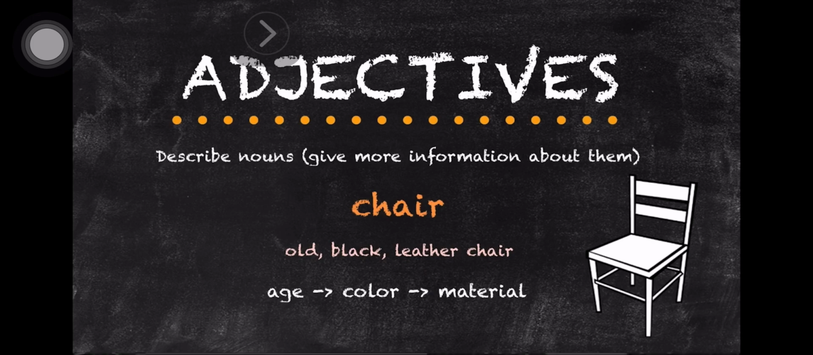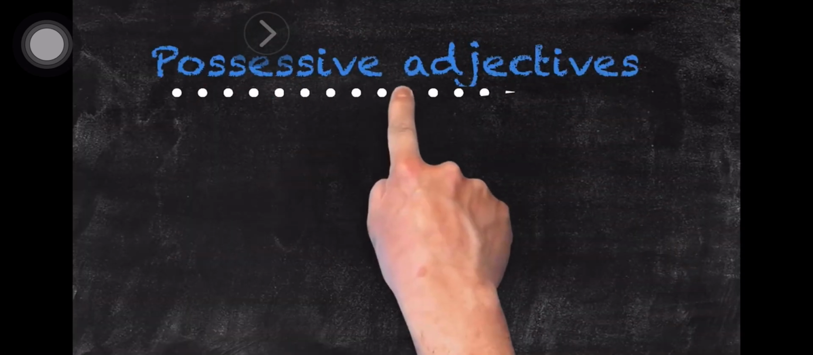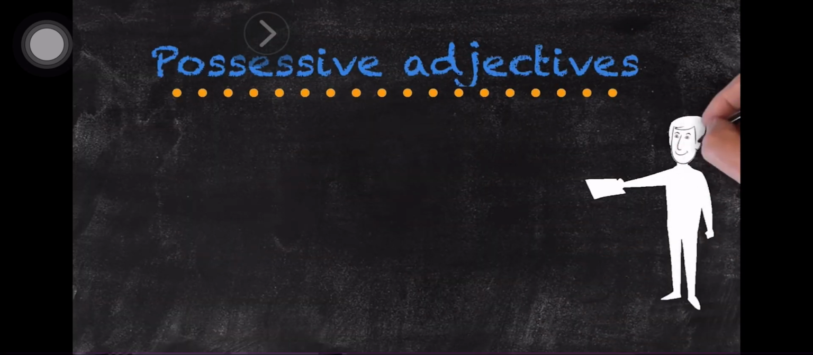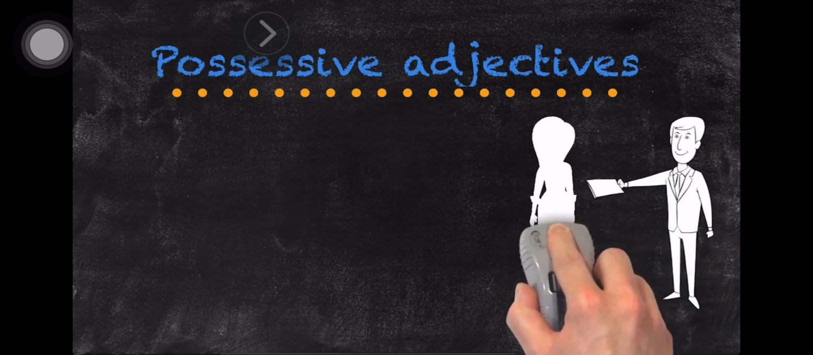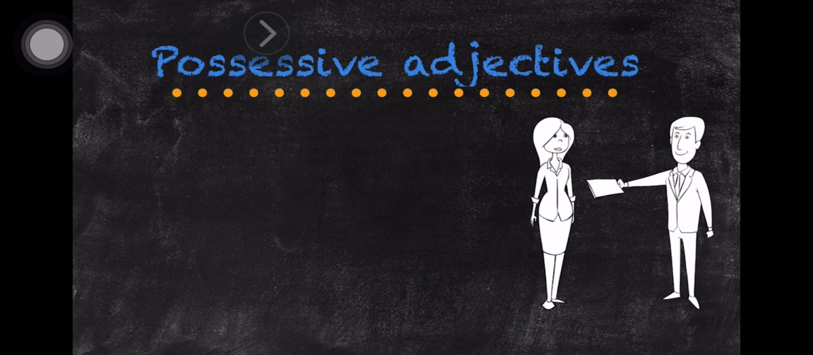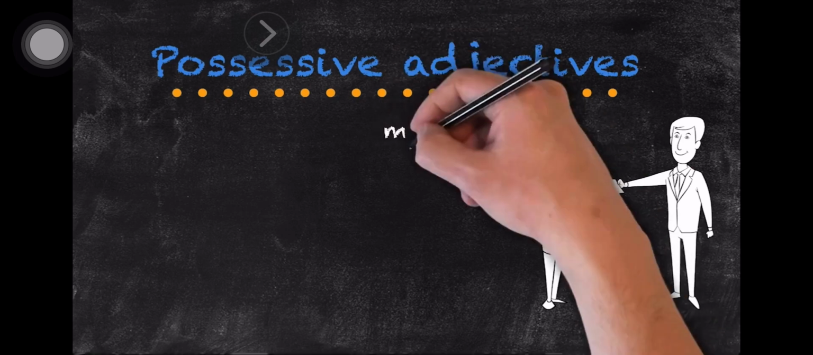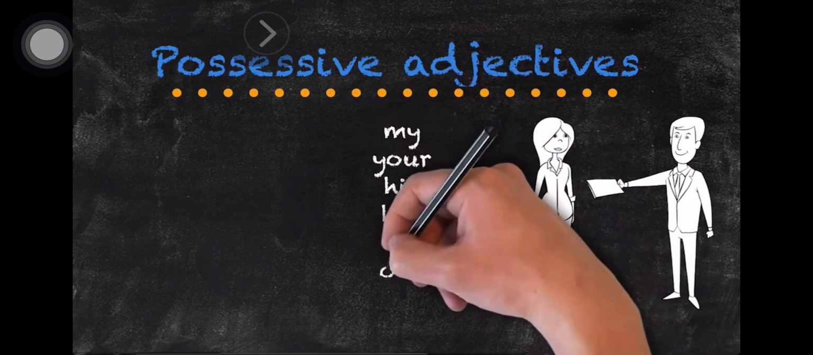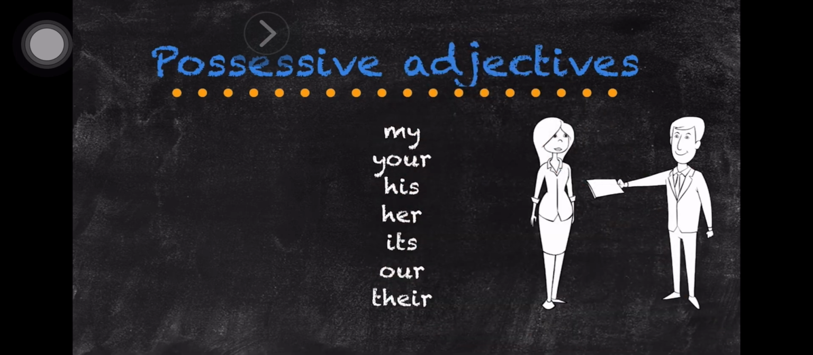Another way to describe a noun is by showing possession. We do so by using our possessive adjectives. Earlier, we used the example of chair as the noun. We talked about it in terms of age, material, etc. Now, we could add words such as my, your, his, her, its, our, and their also to describe the chair.